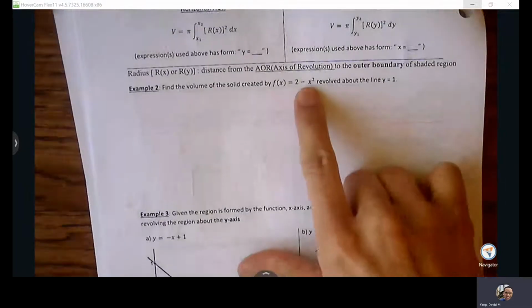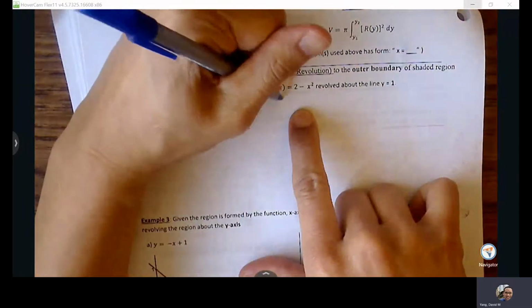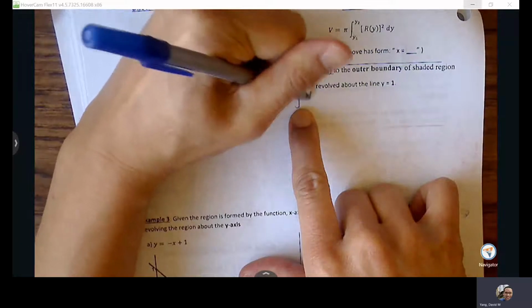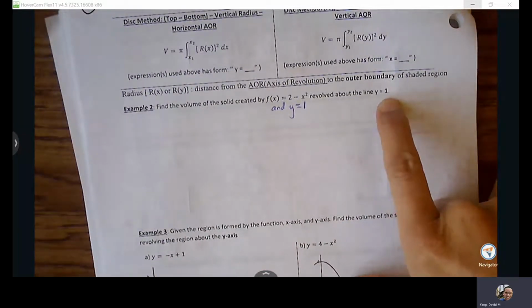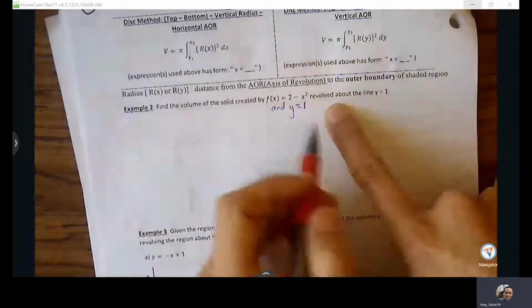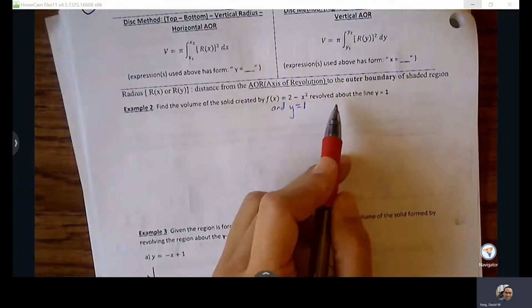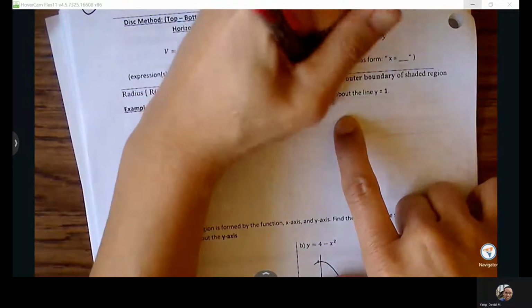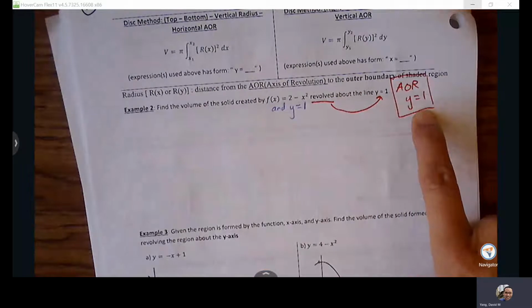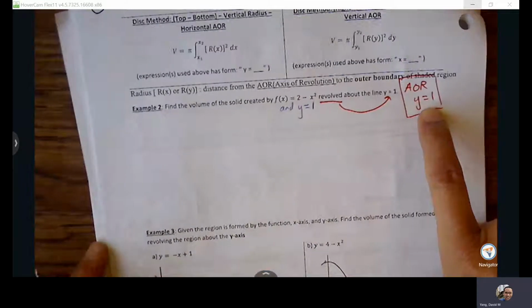Sorry, I forgot to put the other equation. The other equation is y equals 1. So we're going to be finding the shaded region between 2 minus x squared and y equals 1, revolved around the line y equals 1. So anytime you see the word revolved, that tells you it's about to tell you what the axis of revolution is. So my axis of revolution is y equals 1. I'm going to be rotating around this line. This is the center of my object.